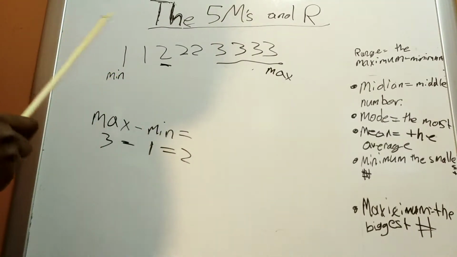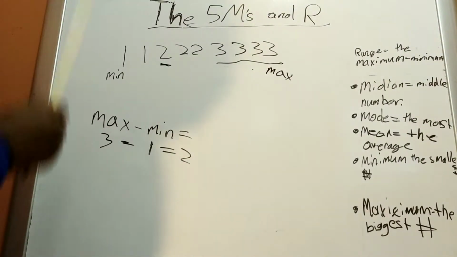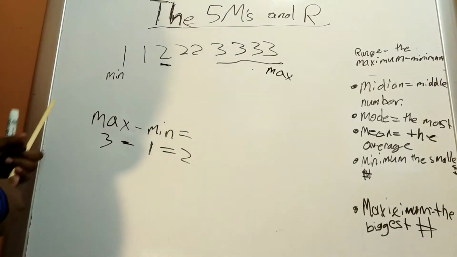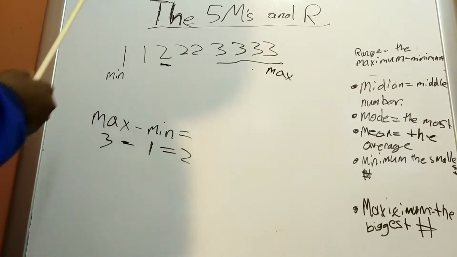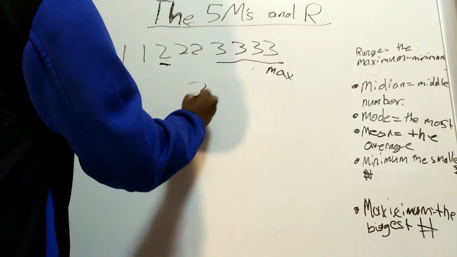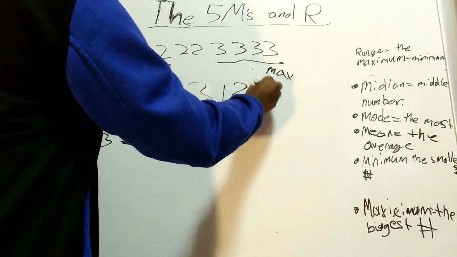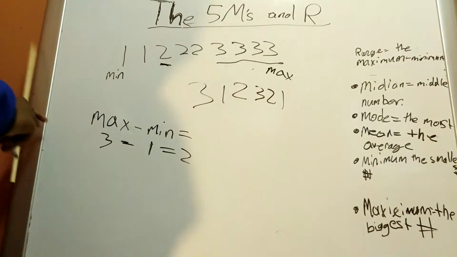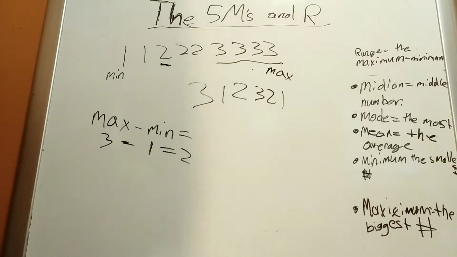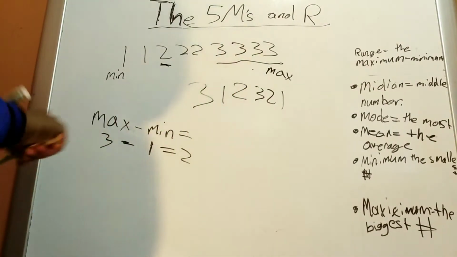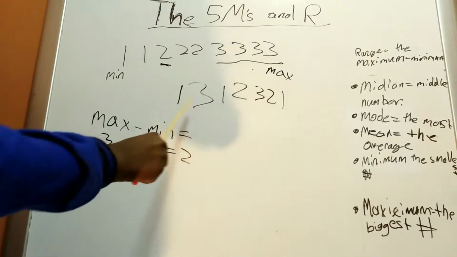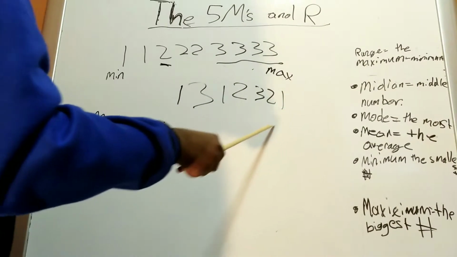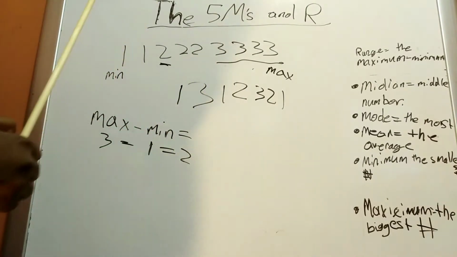So we're going to start with the minimum. The minimum is the smallest number, not the smallest amount. So the smallest number here is 1. You can find a minimum even if it's like this: 3, 1, 2, 3, 2, 1. You could automatically kind of see that 1 is the smallest number, even though it has a bigger amount than the rest. See, 1, 2, 3, that's for the mode. But we'll be talking about that later in the video.